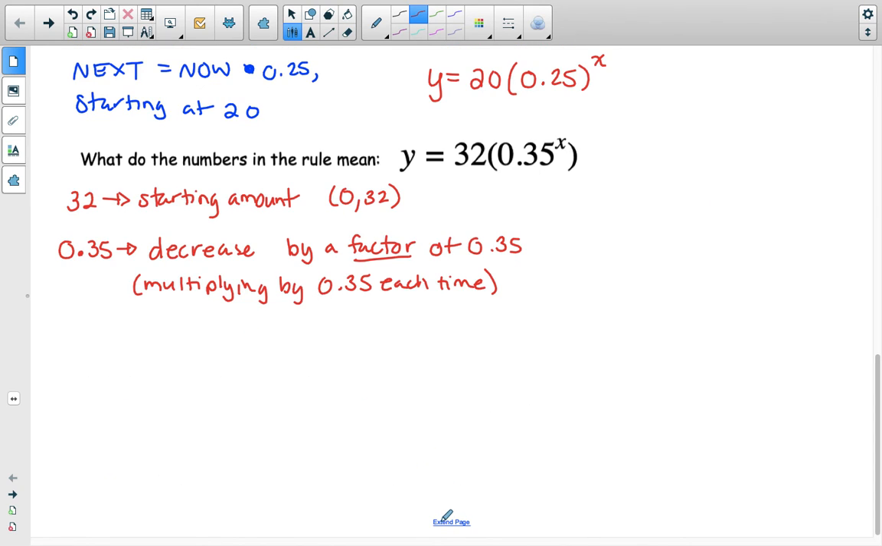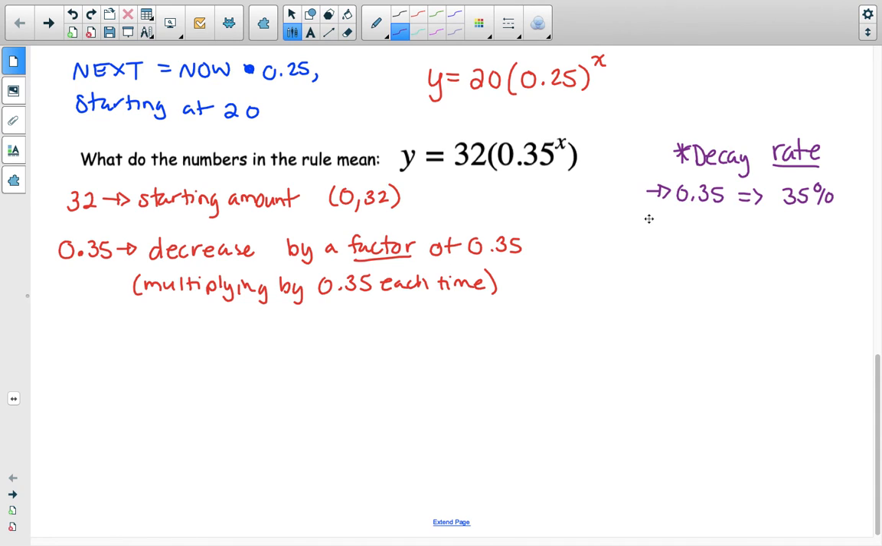This is different than the decay rate. We're going to talk about the decay rate, just like growth rate. Decay rate is completely different than decay factor. The factor is the actual number in here. The decay rate is a percentage. Right now we have 35/100 is the same thing as saying 35%, because it's 35 out of 100. 35% is away from 100%.